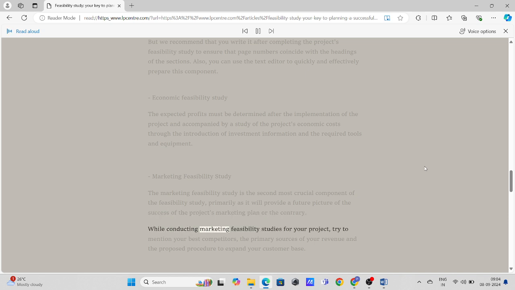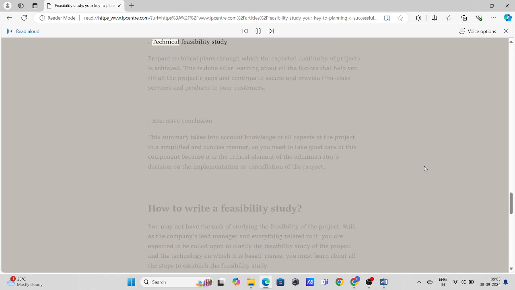While conducting marketing feasibility studies for your project, try to mention your best competitors, the primary sources of your revenue, and the proposed procedure to expand your customer base. Technical feasibility study. Prepare technical plans through which the expected continuity of projects is achieved. This is done after learning about all the factors that help you fill all the project's gaps and continue to secure and provide first-class services and products to your customers.